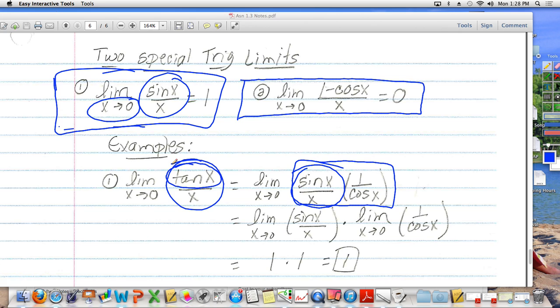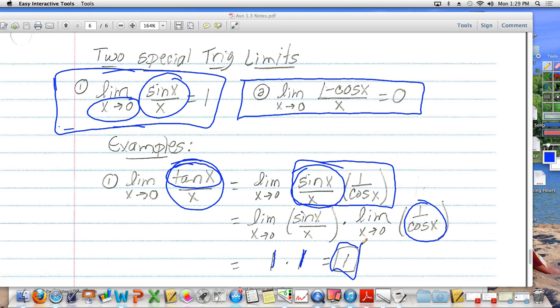So the limit as x approaches 0 of the sine of x over x times the limit as x approaches 0 of 1 over the cosine of x. I have written them as two separate limits. That's a property we talked about last week, and you have to multiply your answers. Well, the limit of sine of x over x as x approaches 0 is 1. And the limit of 1 over the cosine of x also happens to be 1. 1 times 1 is 1. The value of that limit is 1.